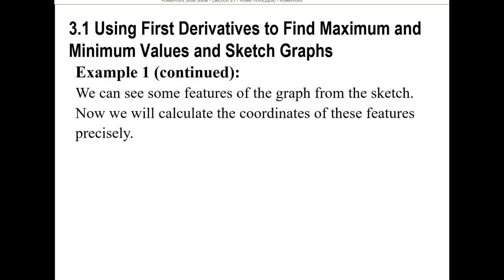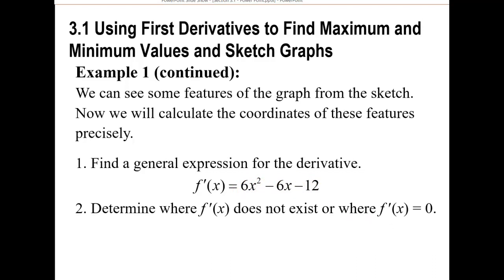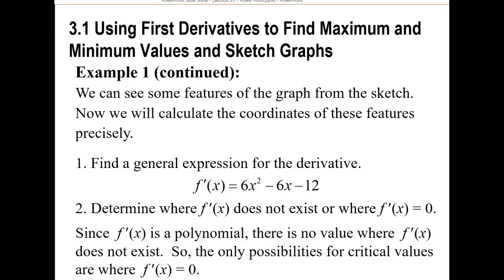All right, so we can see some features of the graph from the sketch. Now we'll calculate the coordinates precisely to get exactly where they're located. So step 1, find a general expression for the derivative. Just taking the derivative of that function would give me 6x squared minus 6x minus 12. Step 2: determine where that first derivative does not exist or where the first derivative equals 0. Those are the possible locations of critical points.